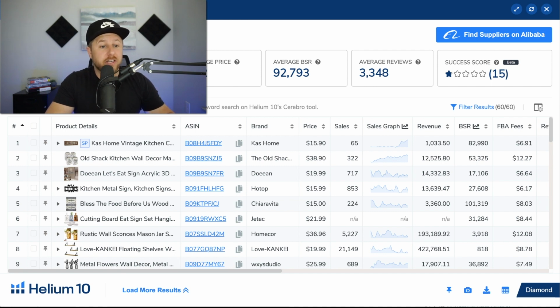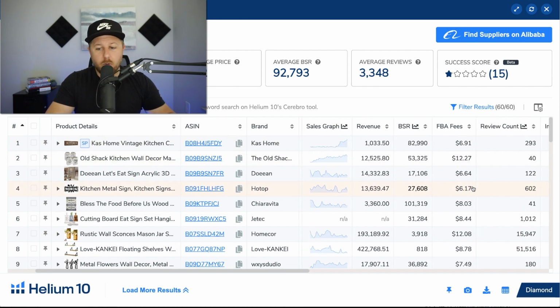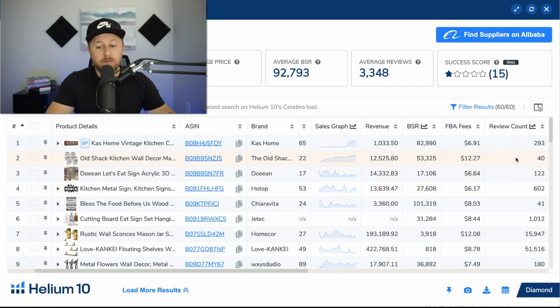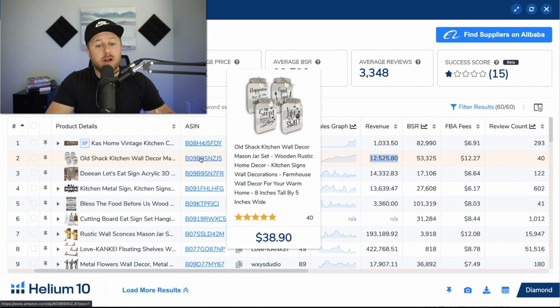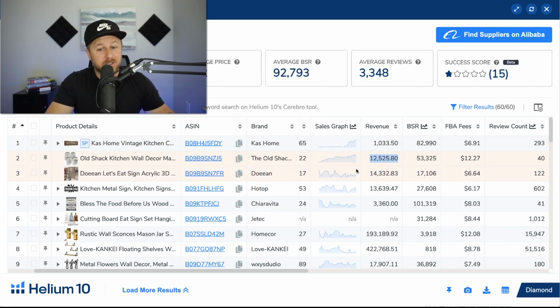64,000 people are searching kitchen wall decor, and that one seller that had 40 reviews is doing $12,000 a month, and that is because they are offering something different than all of the other sellers. Now, typically, this is going to be a very competitive market. We can see the average reviews are very high. So this person is probably spending a lot of money on ads to get those sales. But look at that. They're a new seller on page 1 getting sales.